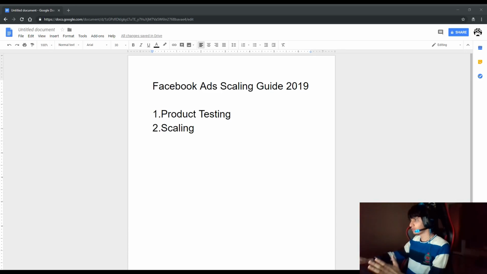Alright guys, so first of all I want to cover product testing and scaling, and that's like one of the most important parts of Facebook ads. But we're also going to be covering how to test a product and how to determine if it's a winner or not.